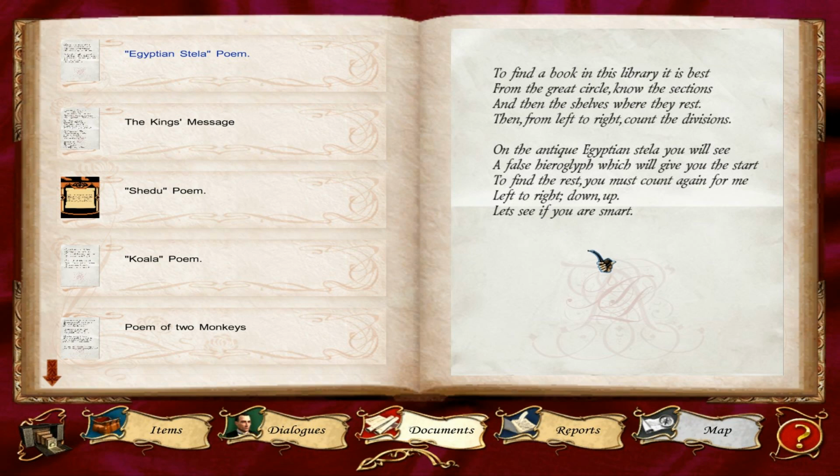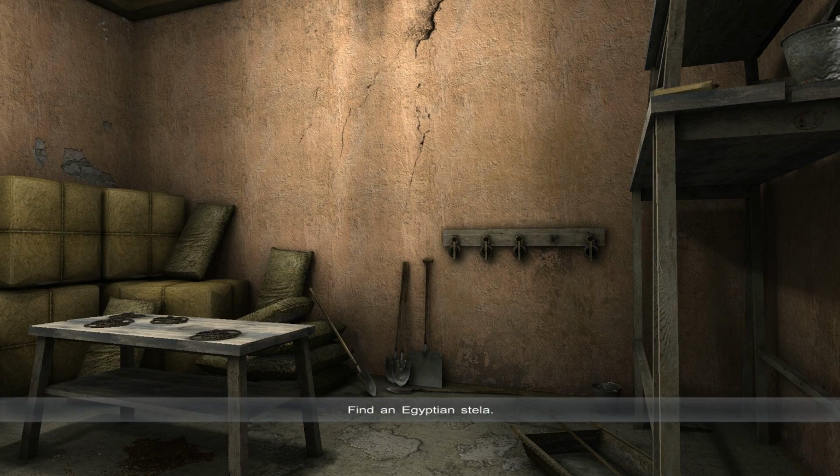Right. To find a book in this library, it is best from the great circle to know the sections, and then the shelves where they rest. Then from left to right, count the divisions. On the antique Egyptian stela, you will see a false hieroglyph, which will give you the start. To find the rest, you must count again for me, left to right, down, up. Let's see if you are smart.